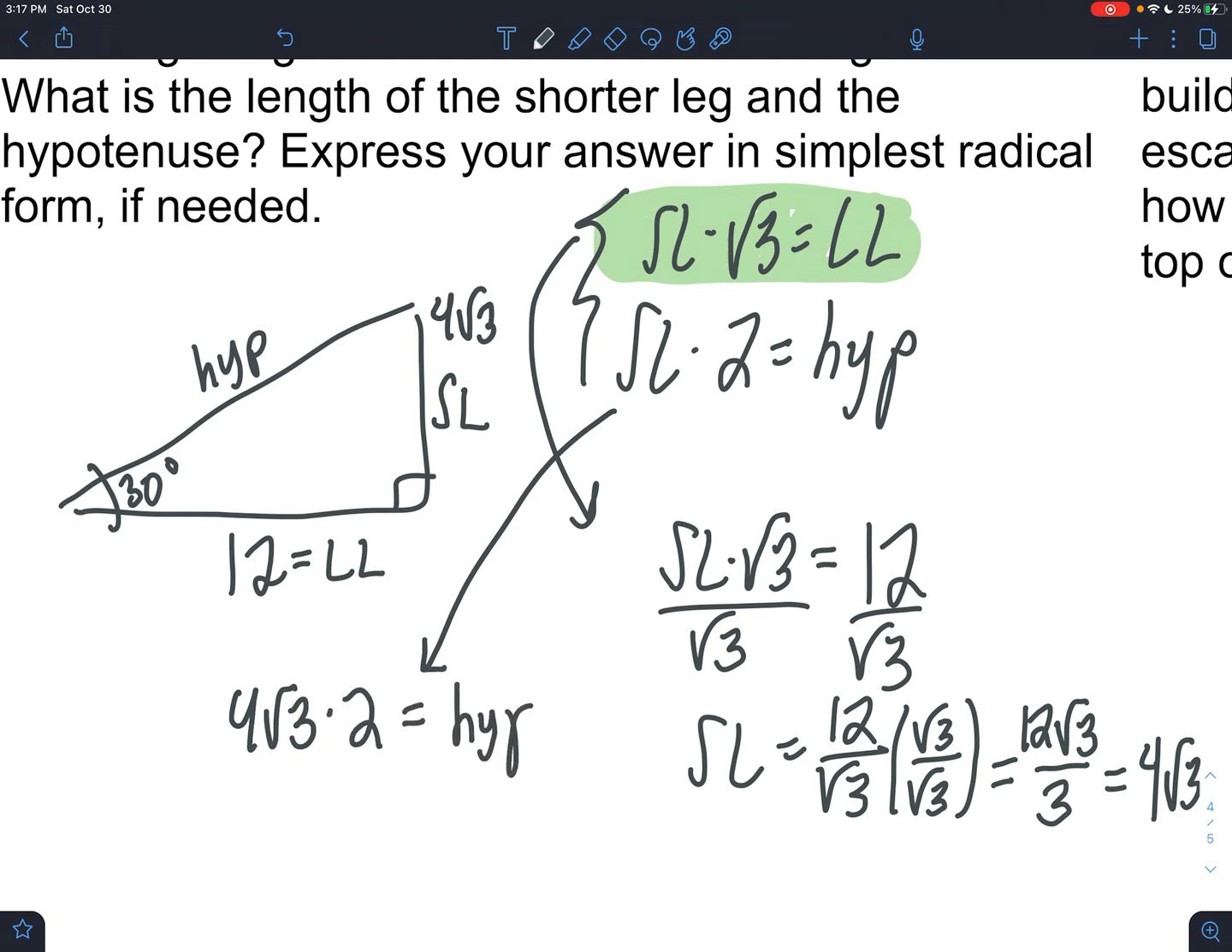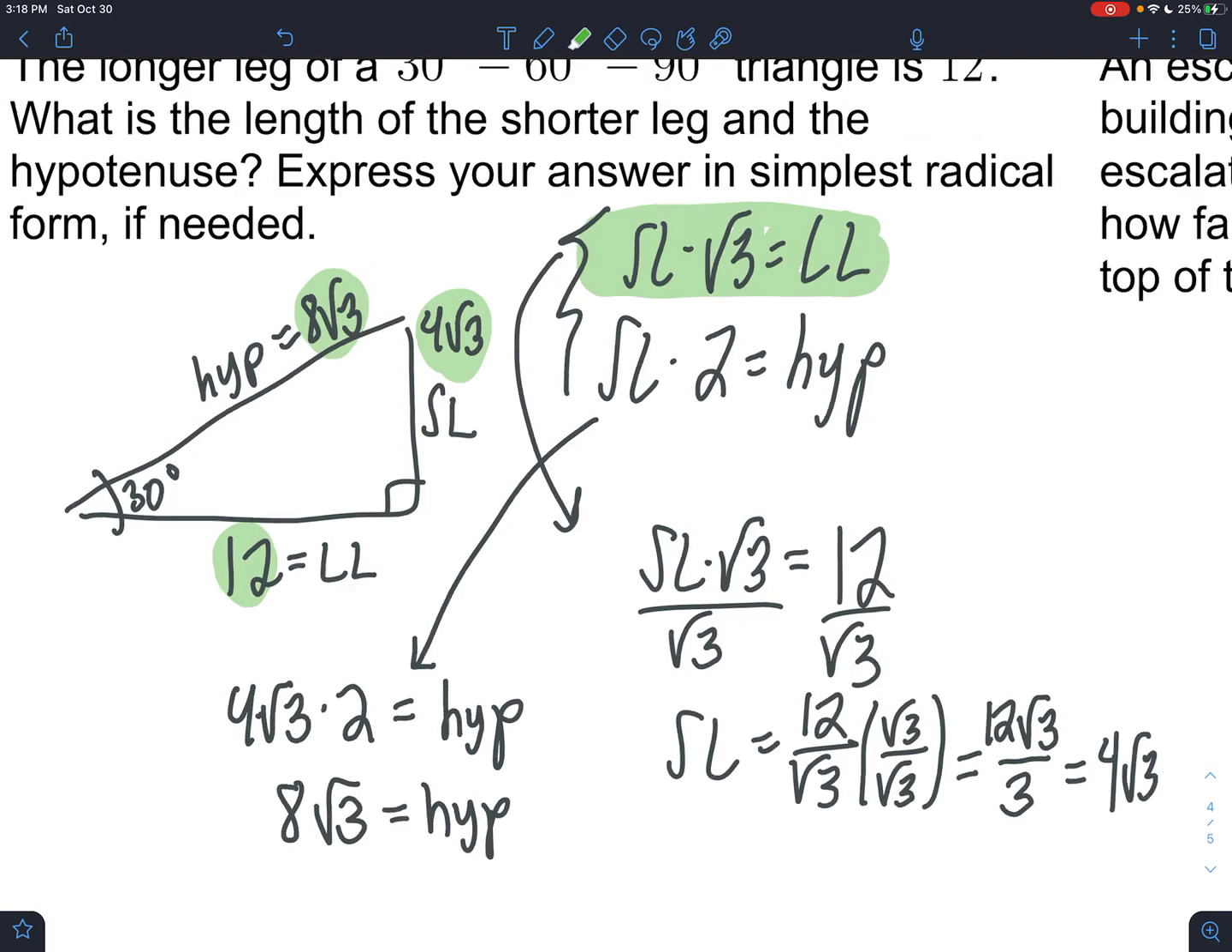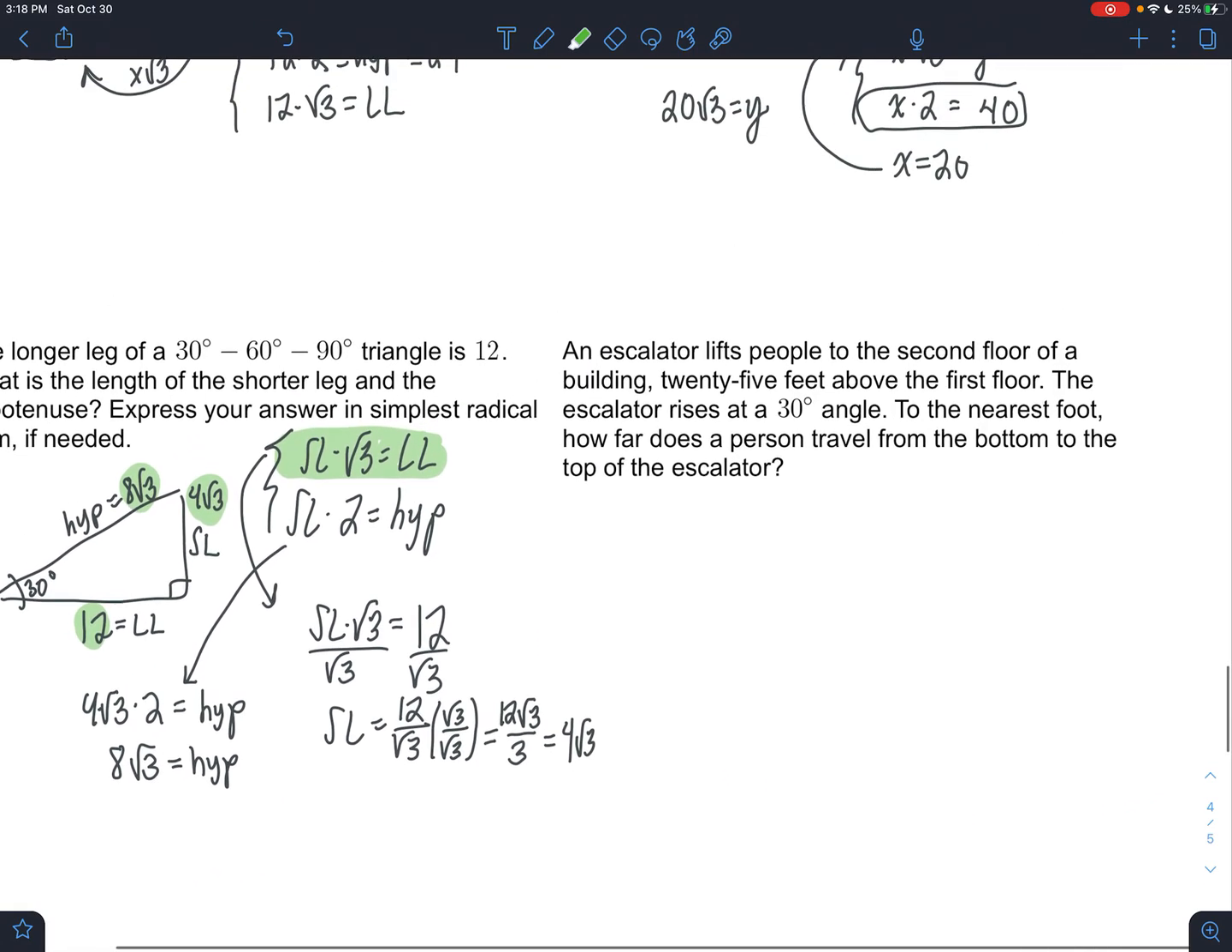I'm going to plug in the short leg. I know that now. And these three things multiplied together, let's combine the whole numbers, multiply those together, and just like that, we have our answer. So the short leg times 2 is the hypotenuse. The short leg times square root 3 is 12. Okay. Last one.